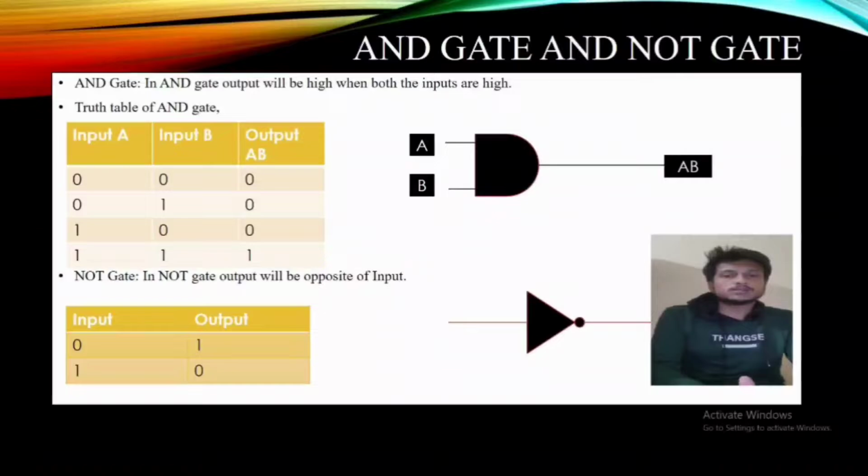Let's talk about the NOT gate. The NOT gate is a digital logic gate that implements logical negation. For example, in the slide, if the input is 0, then the output will be 1. If the input is 1, then the output will be 0.